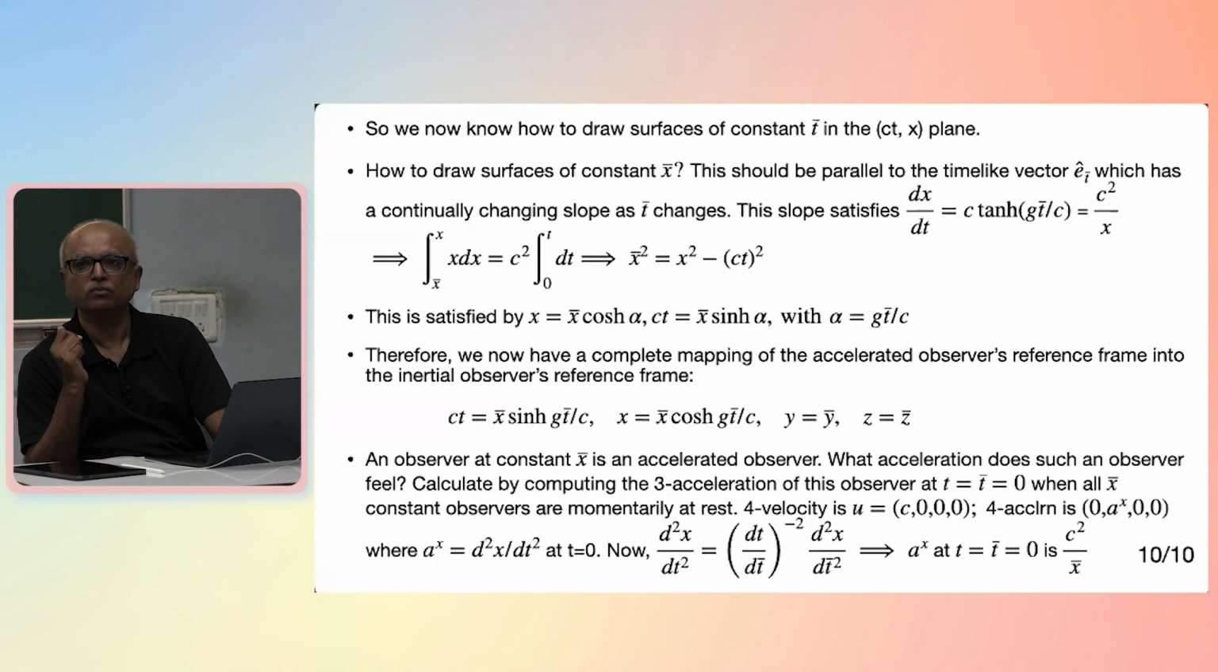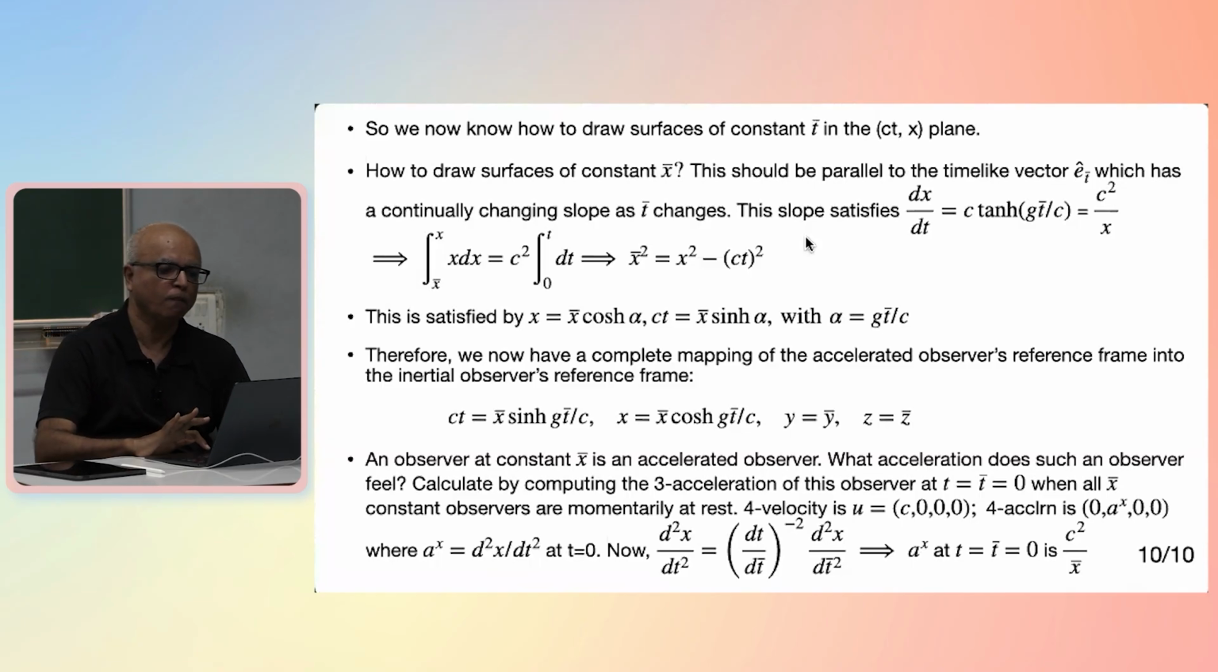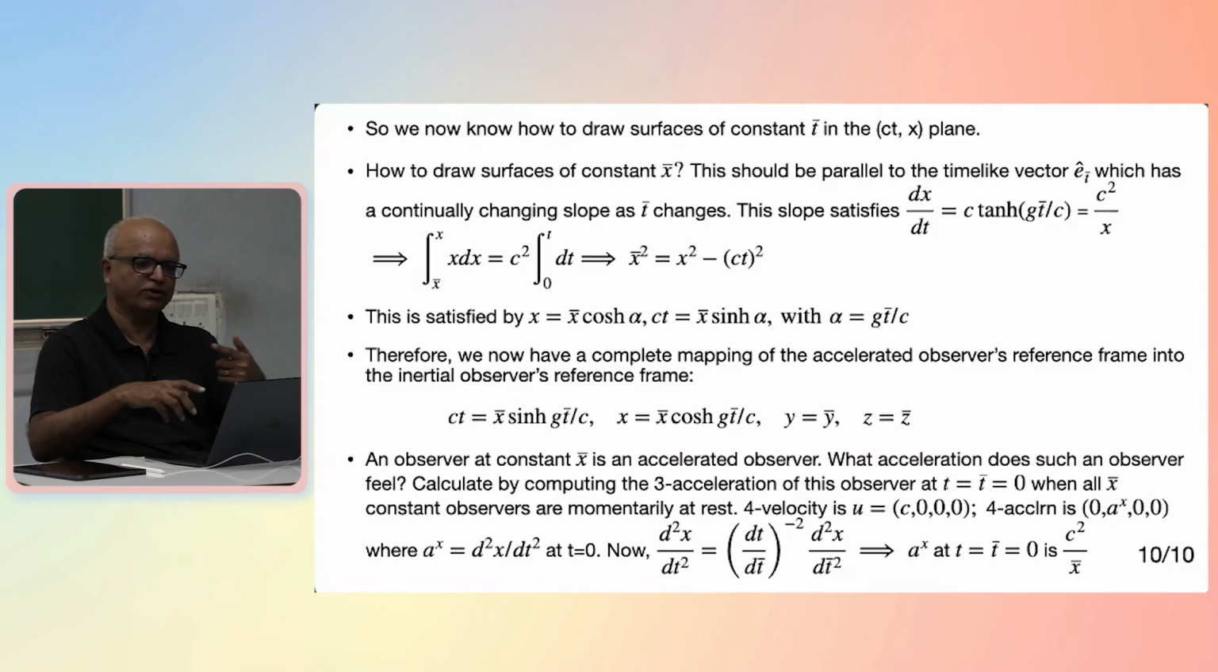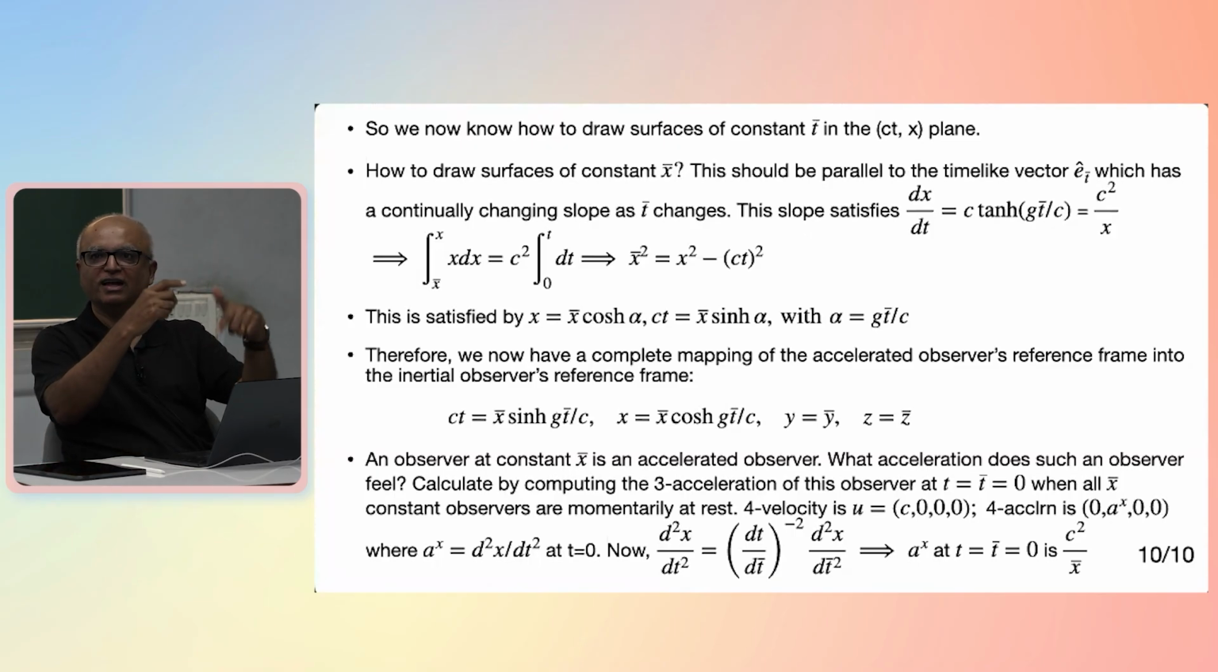I want to solve, please stop me if this is not clear. Yeah? So that formula, dx by dt is equal to c tanh. So I think it should be dt by dx. Yeah. So, dt by dx is coth. I reversed that. You are right.